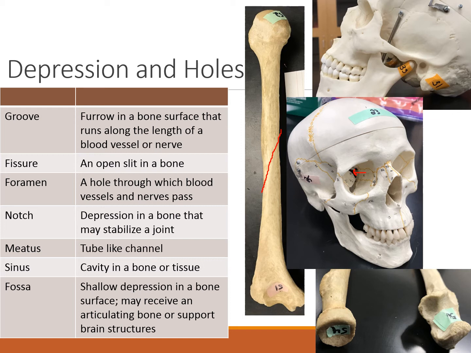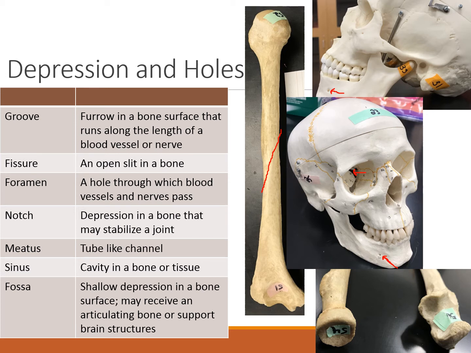Foramina, the singular is foramen, are holes through which blood vessels and nerves pass. Examples would be the foramen magnum, that rather large hole on the inferior aspect of the skull. And then you have these smaller foramina, which are called the mental foramina. So here's one, here's another.